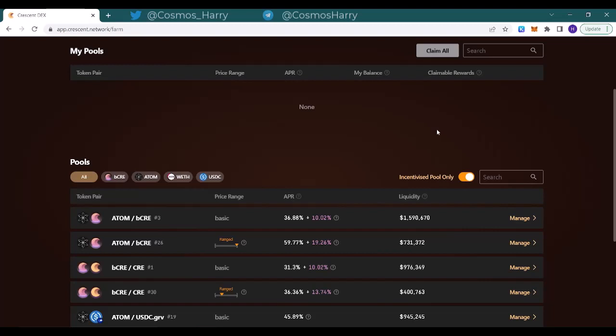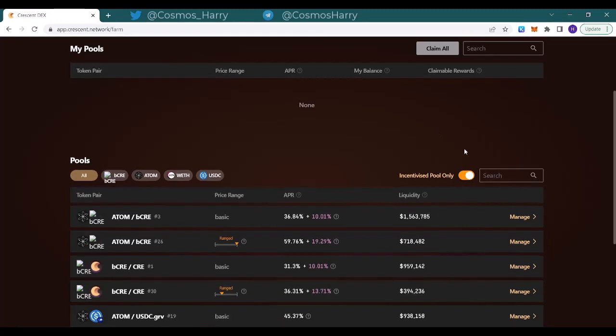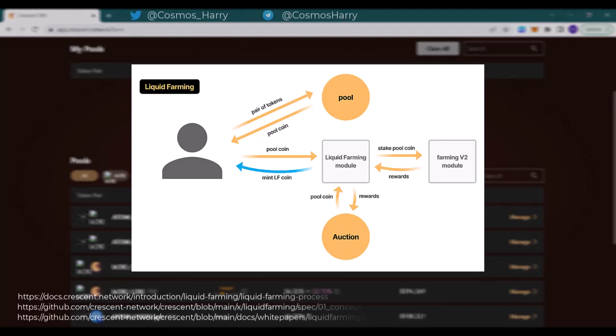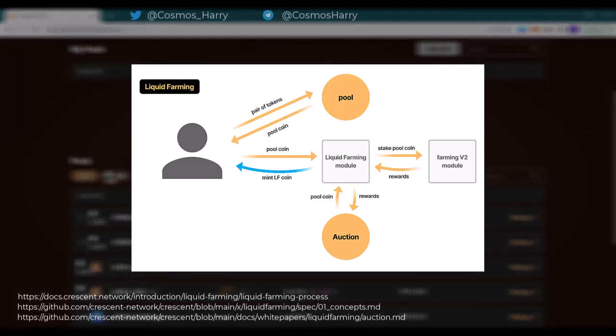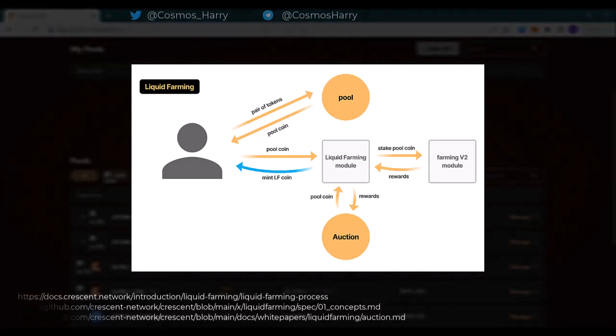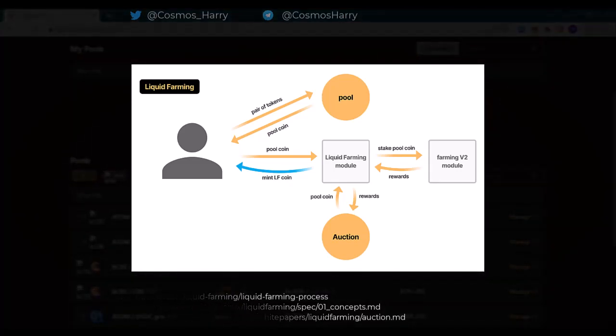The rewards from liquid farming are compounded automatically by an auction process, which exchanges the rewarded LF coins back to the LP coins and compounds them. So the auction works in such a way that all the rewarded LF coins are accumulated together and auctioned. The bidders can use their LP coins to bid only once per auction, and the winner gets to take all of the accumulated LF coins. In return, all the users get their respective LP coins that are compounded automatically.